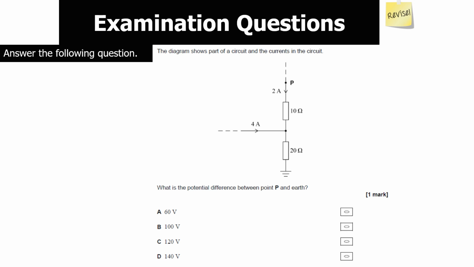The next question says, this diagram shows the part of a circuit and the currents in the circuit. What is the potential difference between point P and the Earth? So pause the video now, then unpause the video when you want to go through your answer.